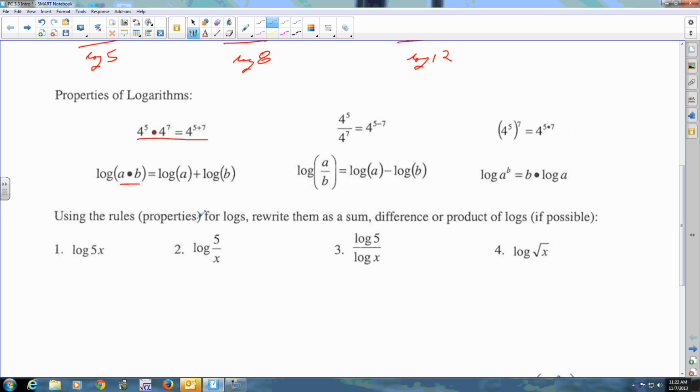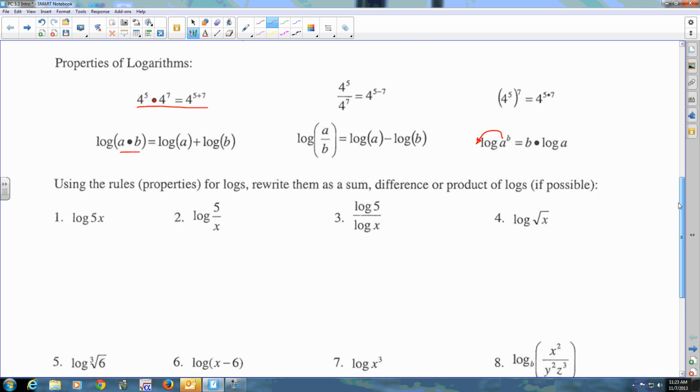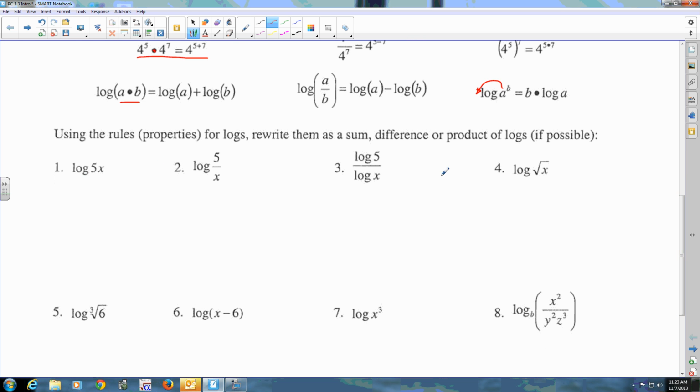When you have a product inside a logarithm, you can break it apart into a sum of logs. When you're dividing inside a logarithm, you can break it apart into a difference of logs. And then this one, we already looked at: you can drop that exponent down in front so it's a product. There isn't any motivation here on why you'd want to do these, but I'm giving you examples of what you might see in your homework.